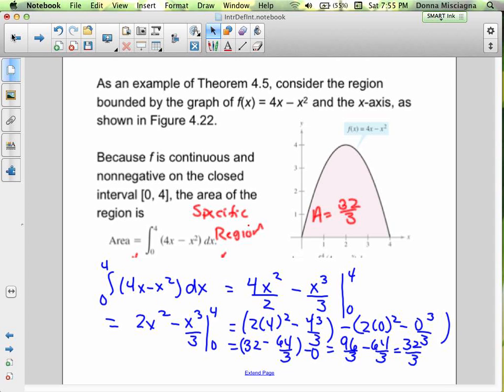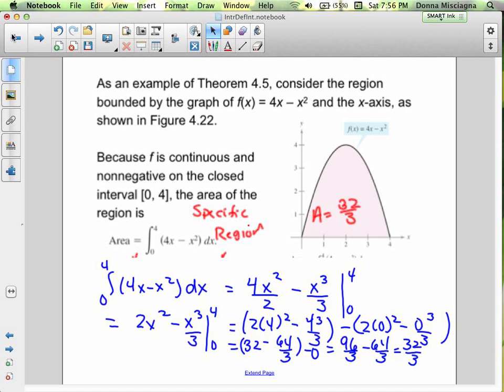But let's say the container is empty, and that 4x minus x squared represents a rate of how fast something is being poured in. So it's the derivative. When we find the definite integral, what we get is how much was in the container. So let's pretend that 4x minus x squared is the rate at which water is being poured into a container, in gallons. Then 32/3 gallons represents how much water is in the container.